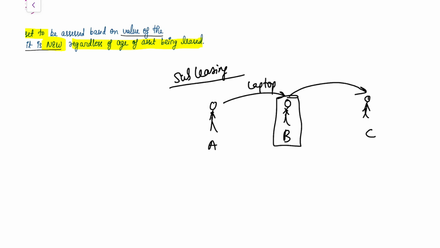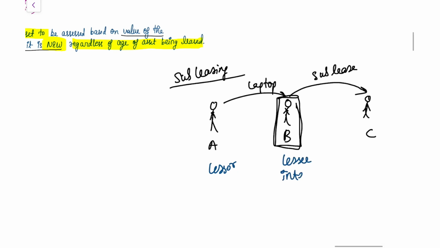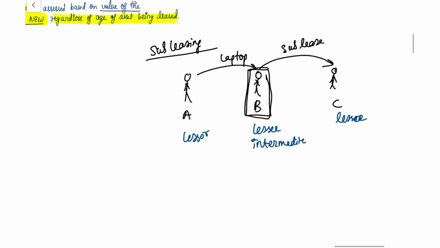Now B, the first lessee, has taken a laptop on lease from A. The same laptop B is giving to C on a lease again. This will be known as subleasing. The asset that you have taken on lease, if you are leasing it to someone else, is known as subleasing. Here A will be the lessor as usual. B will be your lessee, or you can also call them an intermediate lessee. And then C will be your lessee again. Hope this is clear.